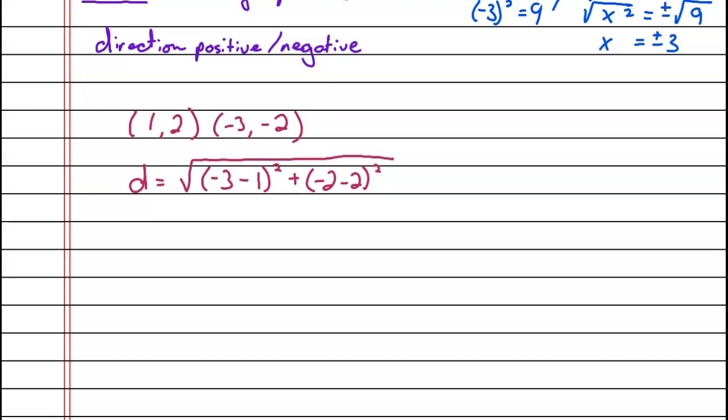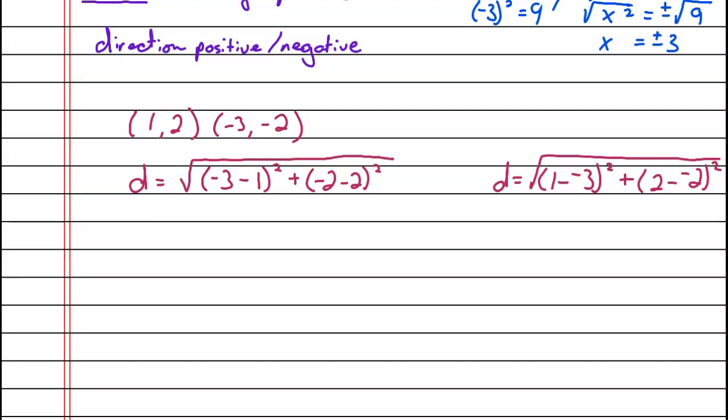Don't drop off any of your notation. Don't drop off your squares. Don't drop off your square roots. With the distance formula, I could have written 1 minus a negative 3 squared plus 2 minus a negative 2 squared. And I will get the same distance in the very end.